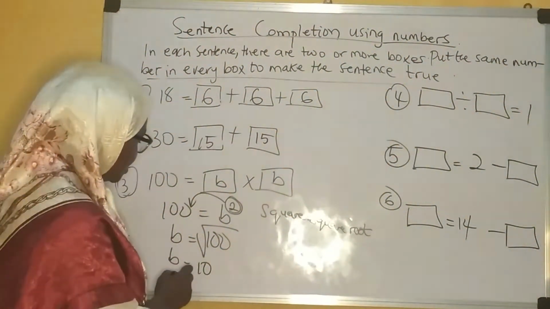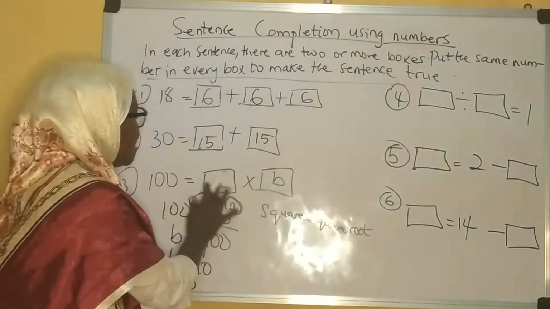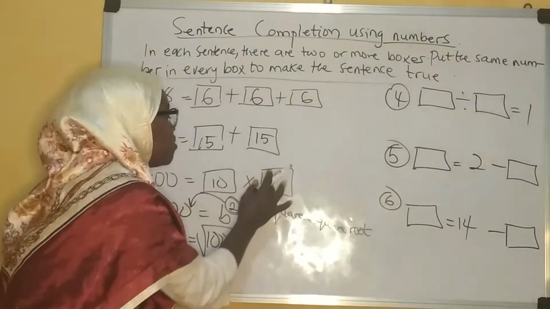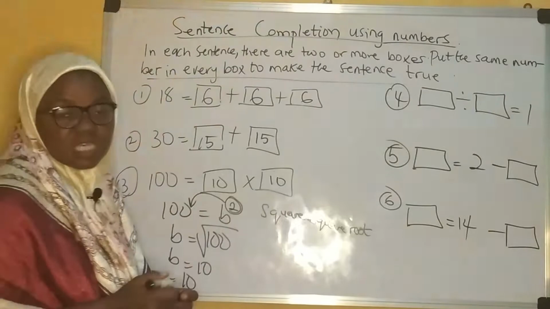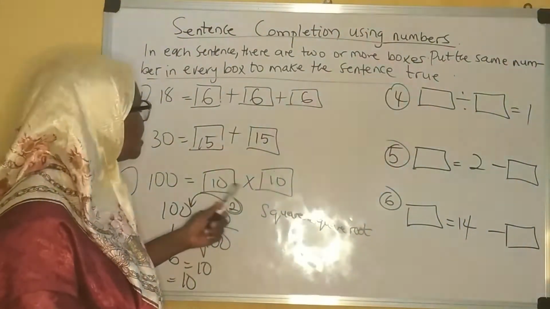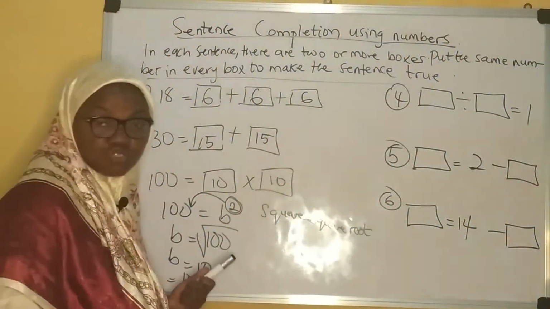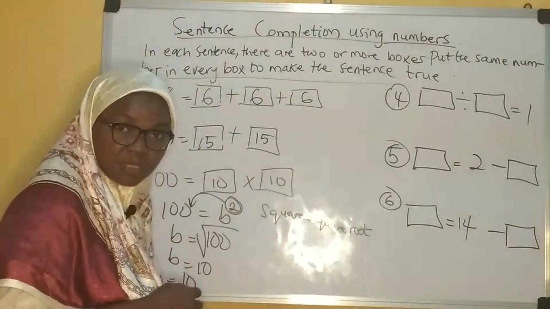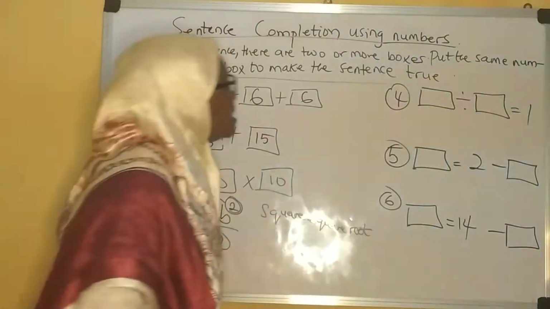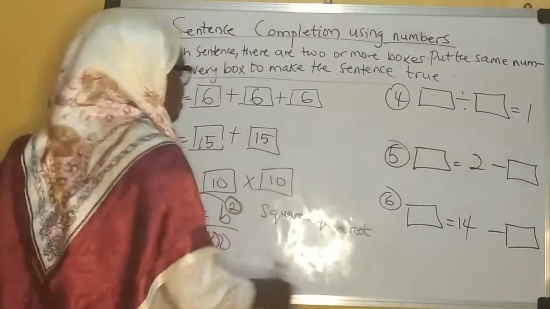So meaning that our B is what? 10. So that means I have 10 here and I have what? 10 here. And if you want to check to see if you're actually on the right path or not, 10 times 10 is actually what? 100. Does that resonate with you in any way? All right. I believe so. Now let's go to the next example.